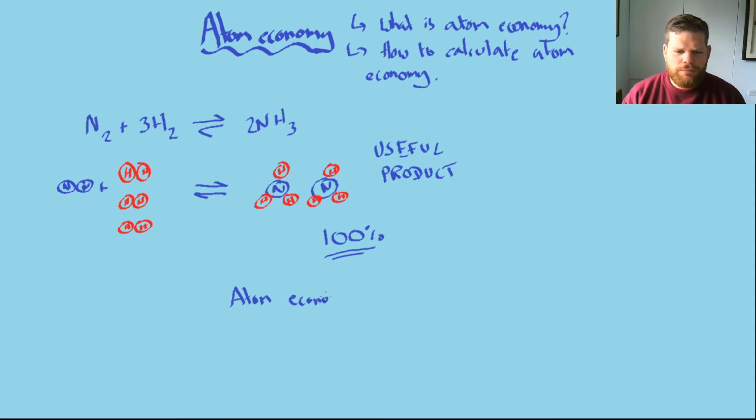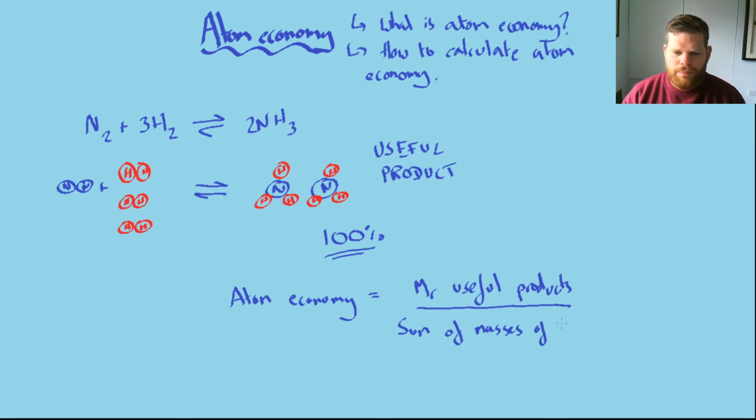equals the Mr, or the total mass, of the useful products divided by the sum of the masses of the reactants. And it's a percentage, so it's multiplied by 100%.